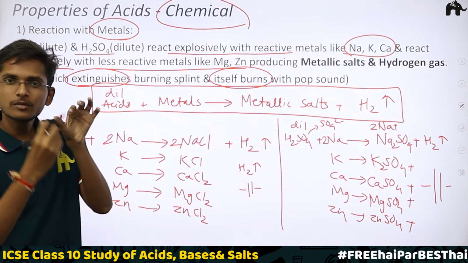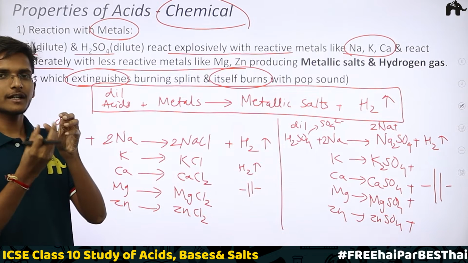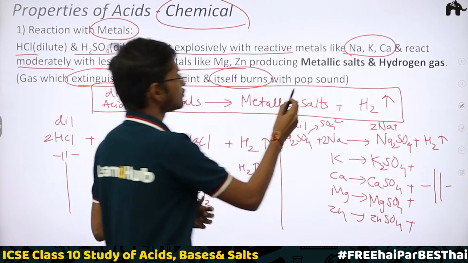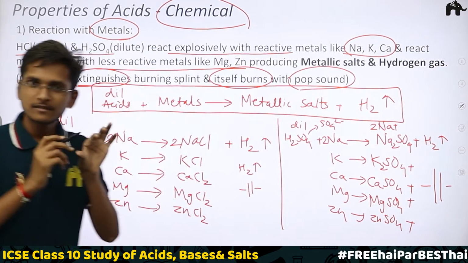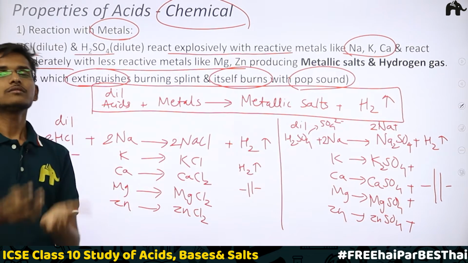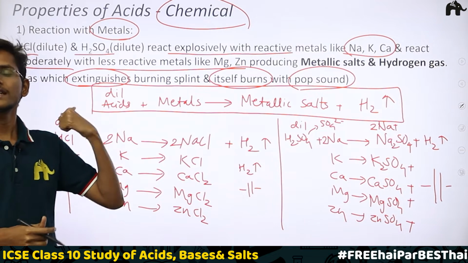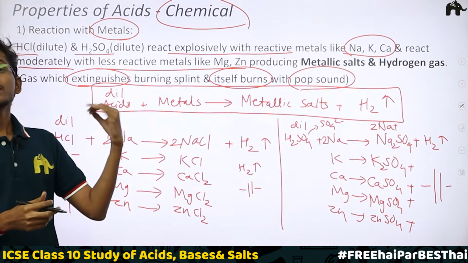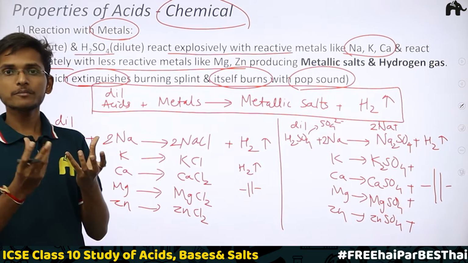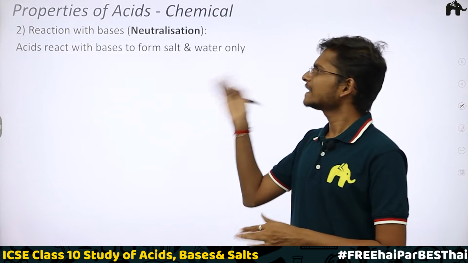You would find a small fire-like thing in the test tube, and it would burn with a pop sound. When you find this happening, you can say that hydrogen gas is getting released. So in the examination, you would write the test: a gas which extinguishes the burning splint and itself burns with a pop sound is released. Now the next reaction, the reaction with bases.